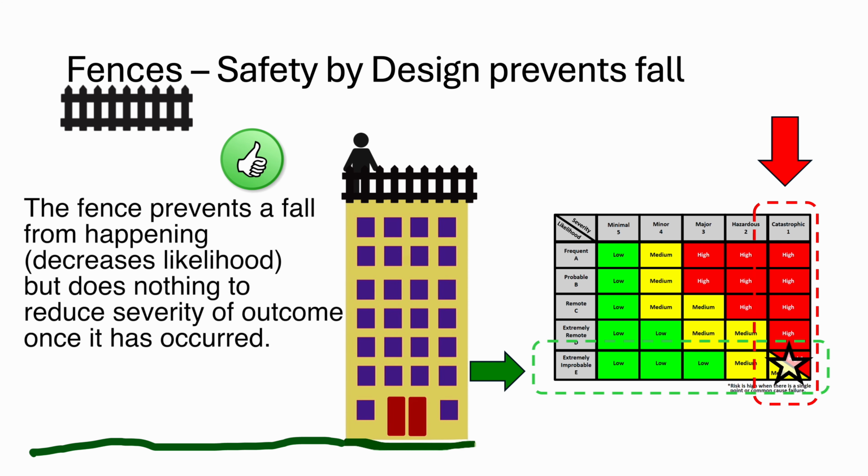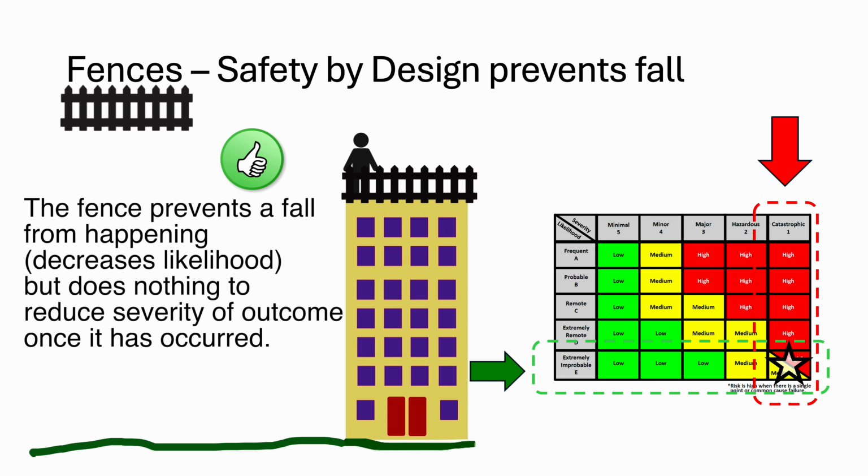Let me say that another way, the fence does not reduce the severity of the hazard. A fall from the height would still be catastrophic, but the fence reduces the likelihood of falling in the first place. Fences physically block access to hazardous areas, creating a clear boundary that prevents exposure to the hazard. For example, a fence around a rooftop prevents individuals from reaching the edge, eliminating the risk of falls from height.